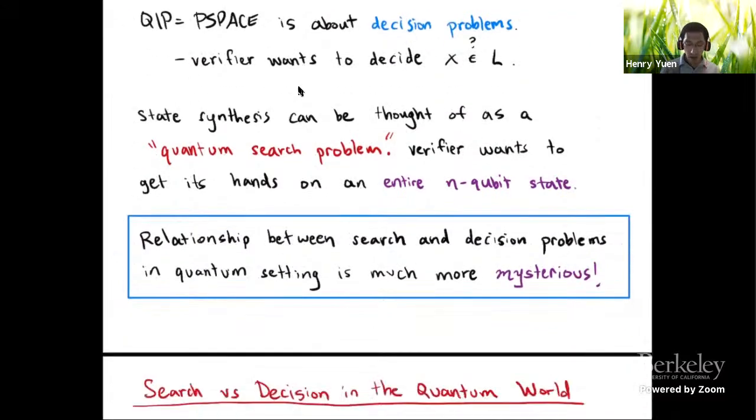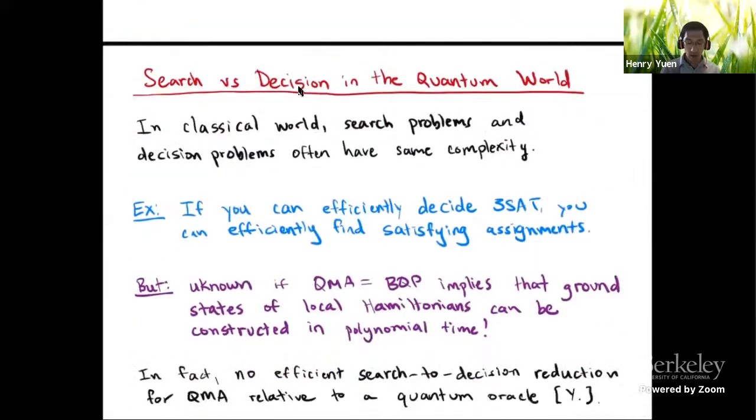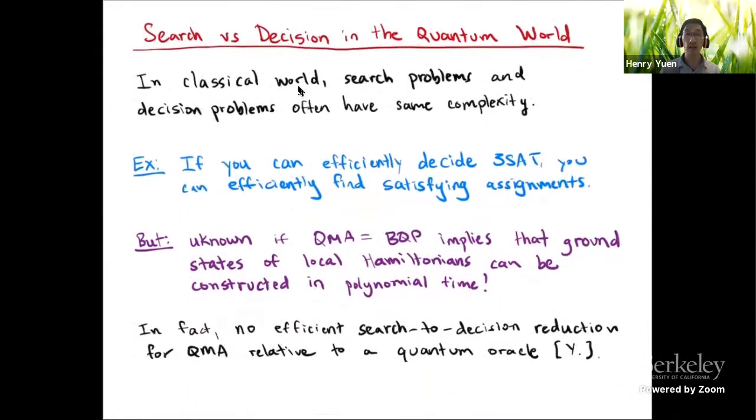So to give an example, in classical complexity theory, search problems and decision problems are often treated interchangeably, like they have the same complexity. For example, if you have the ability to efficiently decide 3-SAT, then you can also use that to efficiently find satisfying assignments. But it's unknown whether this search to decision reduction extends to the quantum setting.